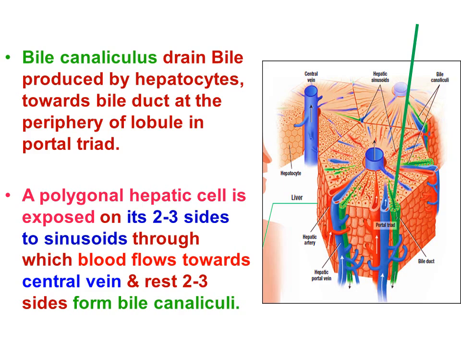Also, we can appreciate that a polygonal hepatic cell is exposed on its 2 to 3 sides to the sinusoids, through which blood is flowing towards the central vein, and the rest of the 2 or 3 sides are forming the bile canaliculi.